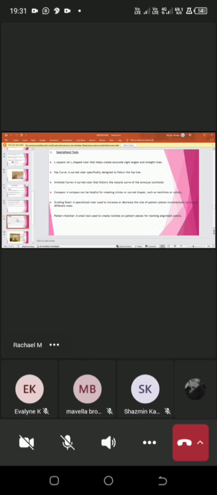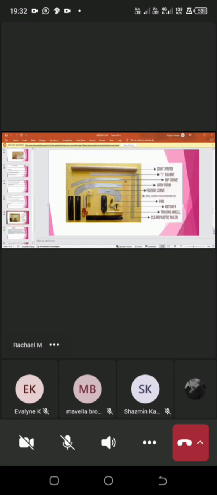They have the pattern noter, alright? That is a small tool that is used to create notches on our pattern pieces for marking alignment of points. So this is what I'm talking about. This is a craft paper that in a layman's language we say it's a brown paper.